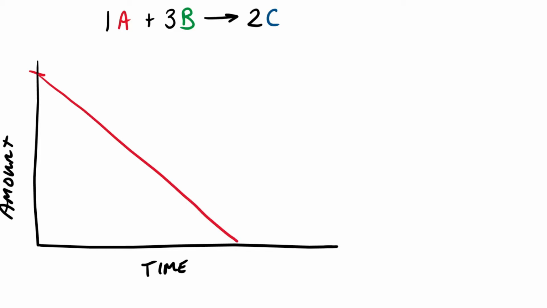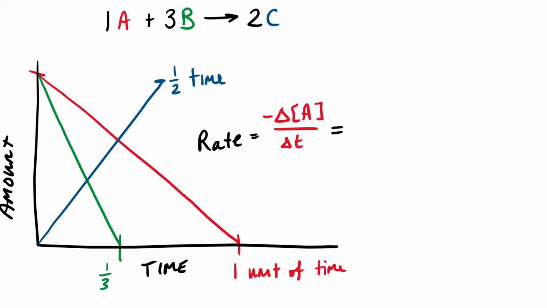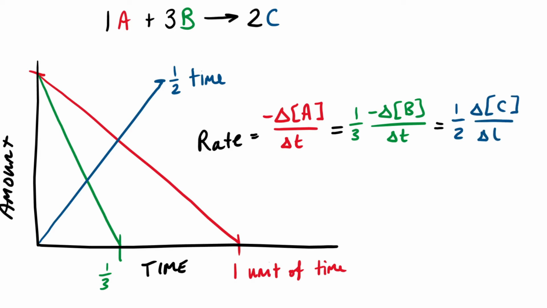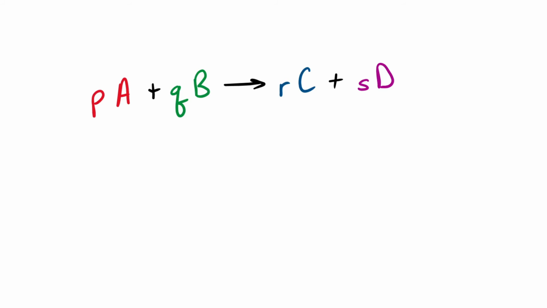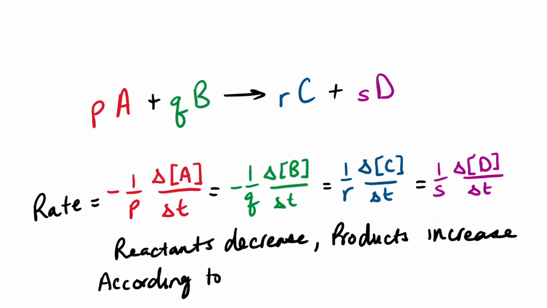Or if we imagine one that has a different stoichiometry, like 1 A plus 3 B turns into 2 C, we would see that for every 1 A that gets used, we need 3 Bs and we make 2 Cs. Or we could write it to say that the negative change in A per time is 1/3 as fast as the negative change in B per time, or 1/2 of the change in the concentration of C per time, and in the opposite direction. Or if we want to make that completely general, we can use the stoichiometry of the different reactants and products to equate between the reaction rates of each of the reactants and products.